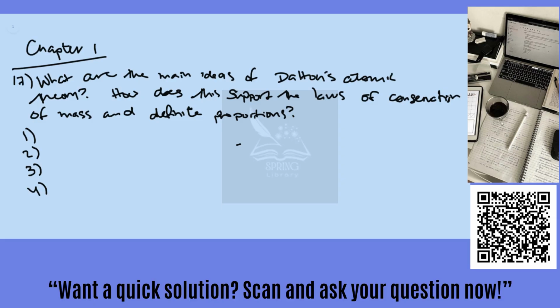Problem 17 asks what the main ideas of Dalton's atomic theory are, and then how these ideas support the laws of conservation of mass and of definite proportions or constant composition. So the four main ideas of Dalton's theory, first, is that matter is made of atoms.